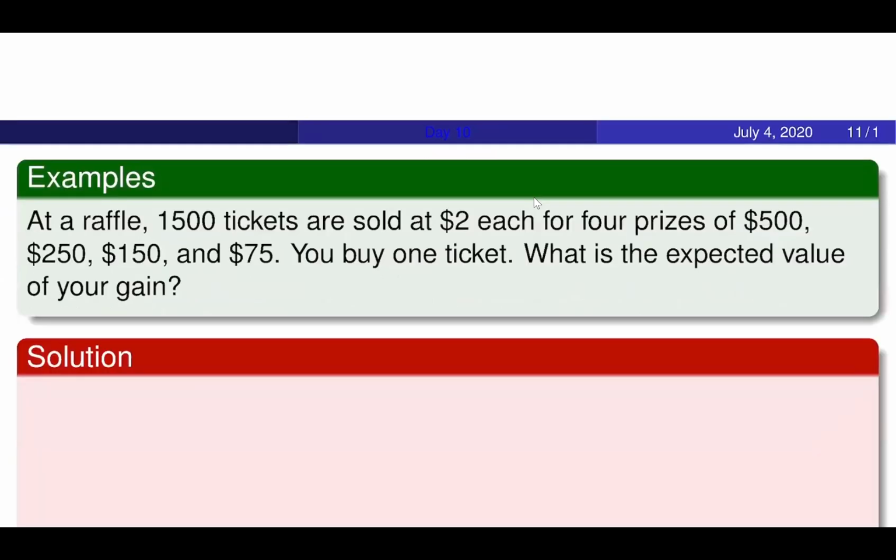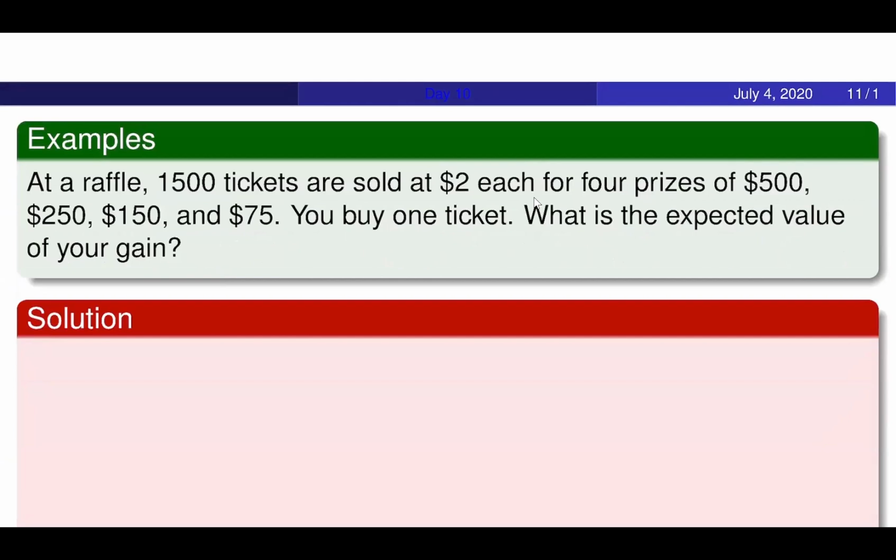So let's do a problem where we want to find the mean. All right, so for this one, it says at a raffle, 1,500 tickets are sold at $2 each for 4 prizes of 500, 250, 150, and 75. You buy one ticket. What is the expected value of your gain?